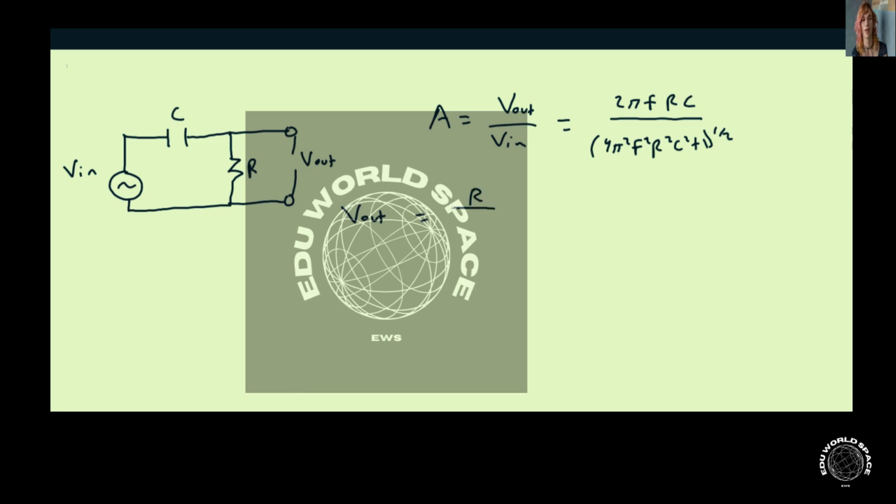to the resistance over the total impedance of the circuit, which is the square root of R squared plus the reactance of the capacitor squared. And all this times the input voltage.